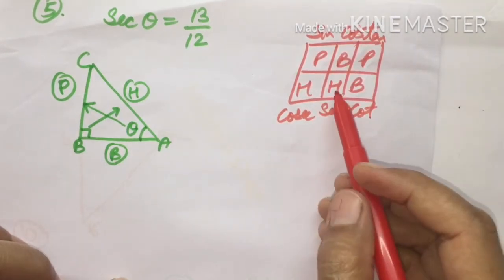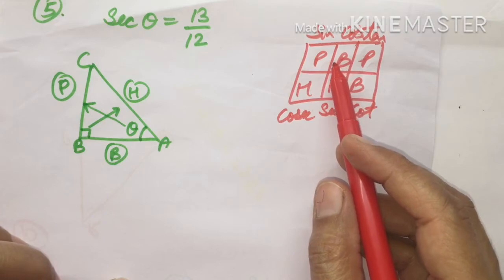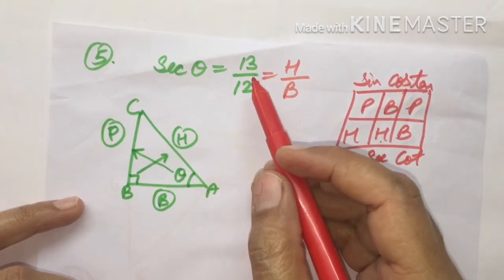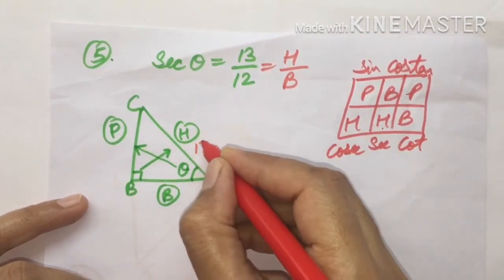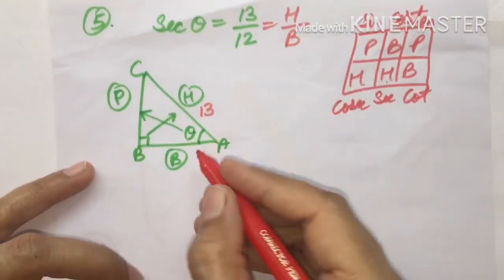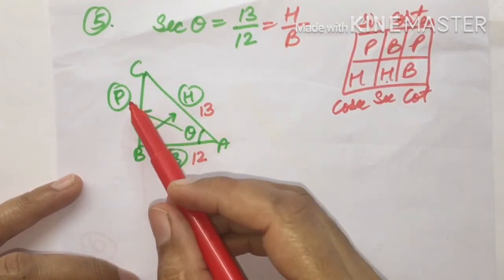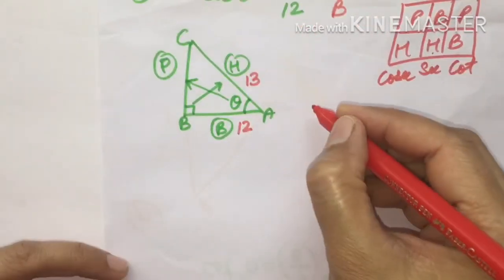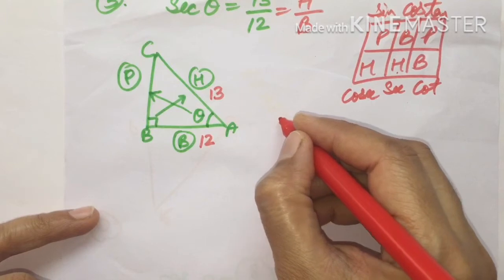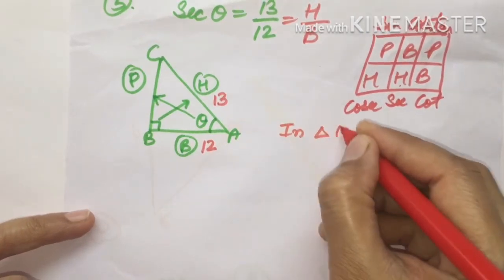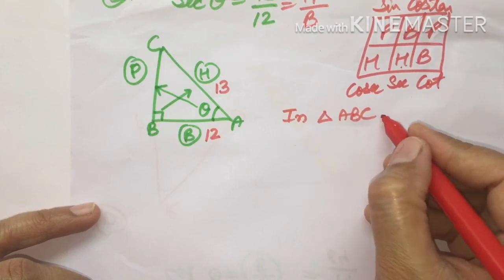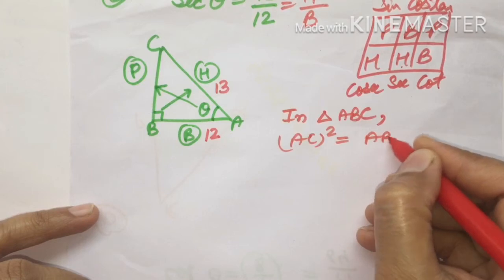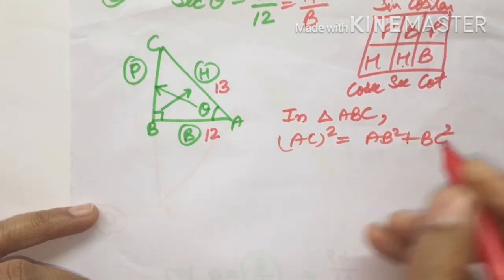So this is secant. Secant is equal to hypotenuse upon base. So this will be hypotenuse upon base. So value of hypotenuse is 13. So this is 13 and base is 12. So this will be 12. We need to find out the third side in this triangle. So for the third side, always we follow the Pythagoras theorem in a right angle triangle. In triangle ABC, we need to use Pythagoras theorem. AC square is equal to AB square plus BC square.